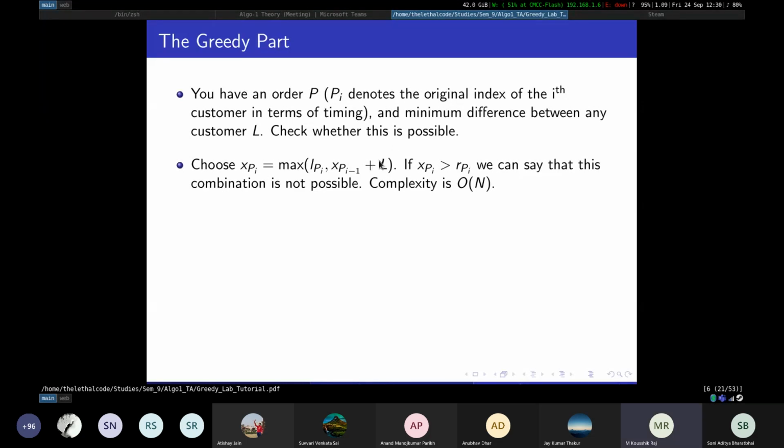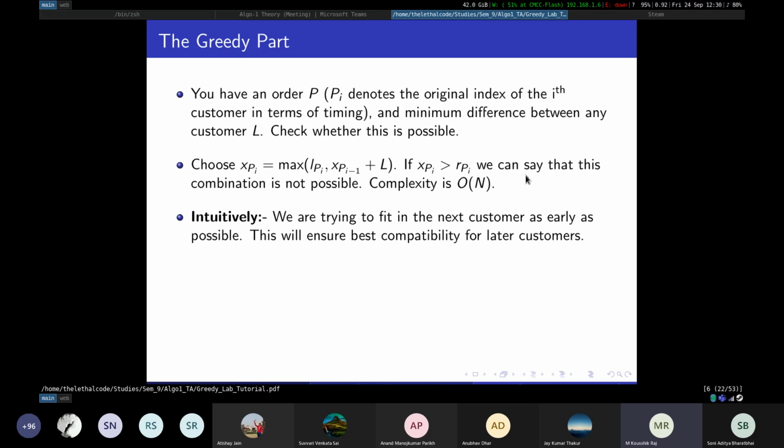And basically, we are just iterating over all possible customers, so the complexity is obviously overfed. This is it. So the basic intuition behind this is that we are trying to fit the next customer as early as possible. Currently you have allotted a customer, you want to fit the next customer as early as possible. And the earliest possible time will be L minutes after the current customer, because that is the condition which we are working with. But we also have to make sure that that is within his available time frame, which is LPA. So that is the earliest possible timing for when he can come in.